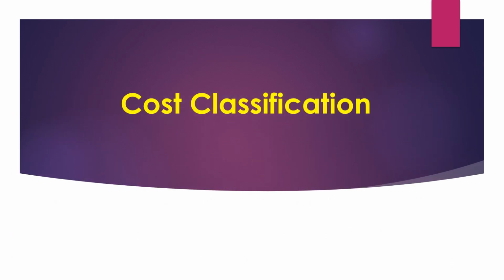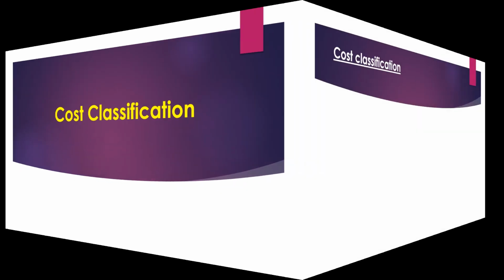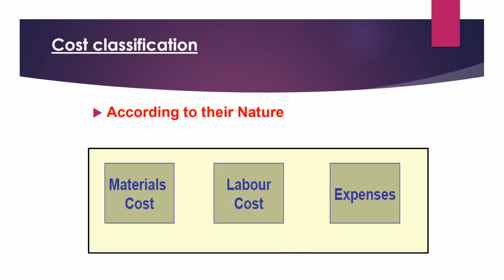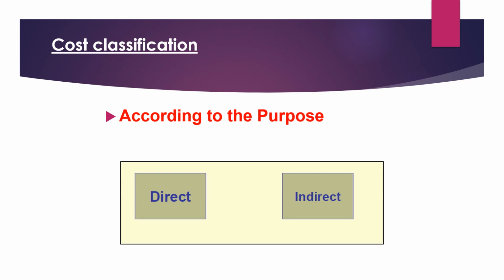Now let's see how we are going to classify the cost. Firstly, it can be classified according to their nature. That is material, labor, as well as expenses. Secondly, it can be classified according to the purpose, such as direct or indirect.